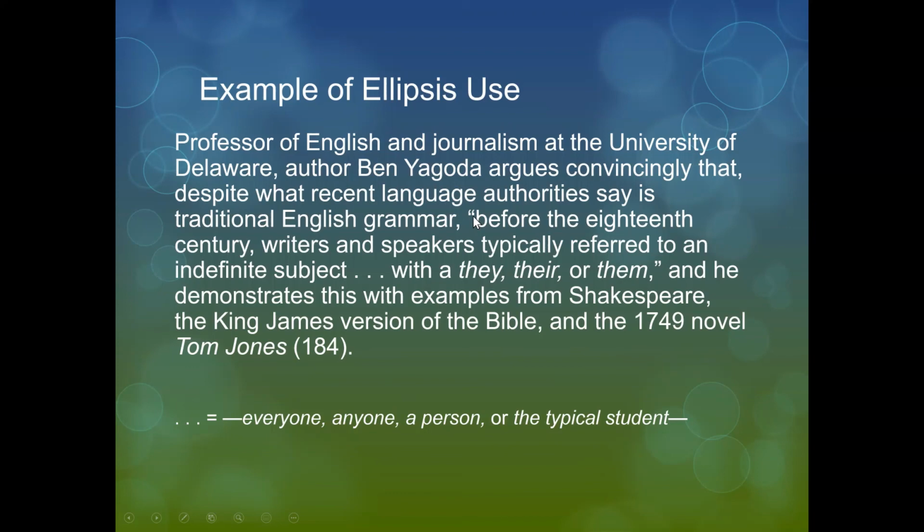So here's where the quote starts. "Before the 18th century, writers and speakers typically referred to an indefinite subject... with a they, their, or them." End quote. And this is what was left out, where the ellipses are now. But that extra wasn't needed. We get it, right? So we could just leave that out and shorten the direct quote.